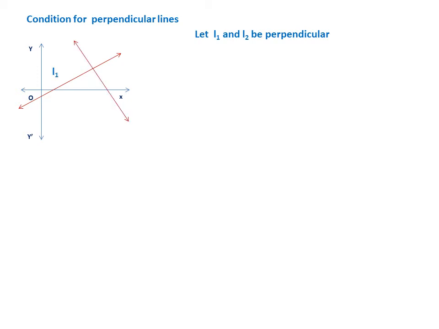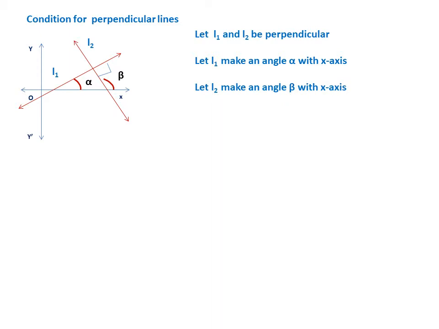Next, condition for perpendicular lines. Let us consider a coordinate system. Let L1 and L2 be perpendicular. So let me show the diagram. This is L1, the first line, and this is perpendicular to another line L2. Now let L1 make an angle alpha with the positive direction of the x-axis, and L2 make an angle beta with the positive direction of the x-axis. So these are the two.